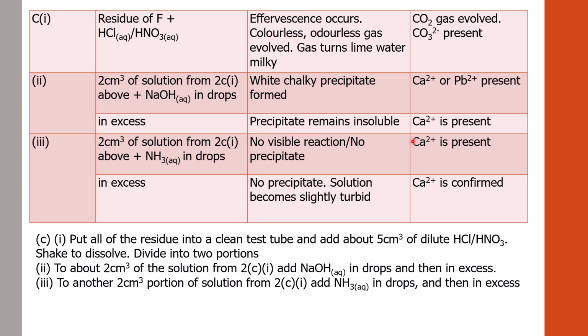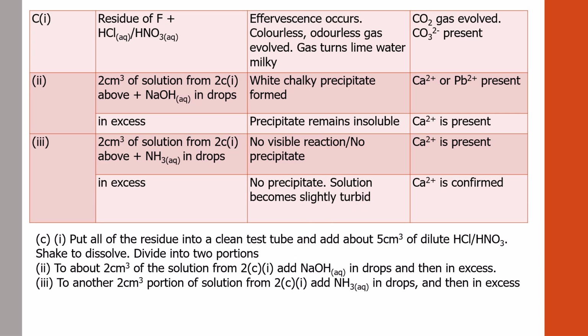Remember, the residue is mainly calcium trioxocarbonate(IV). So it does not react with ammonia in any form. If you add in excess, no precipitate forms, but as you keep adding, the solution becomes slightly turbid. So it is another indication that calcium ion is present. So we can say calcium ion is confirmed. So this is the analysis of the salt.